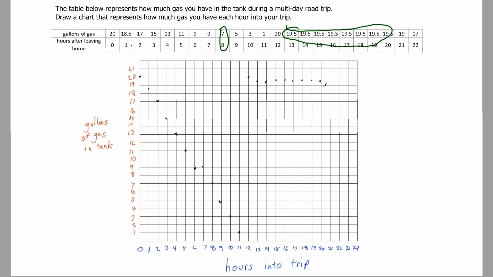And then at hour 21, it goes down a little bit to 19. And then hour 22, it goes down all the way to 17. Then we connect these points with lines. And now we can look at it to tell our story.